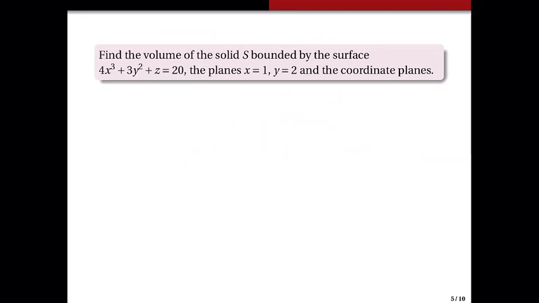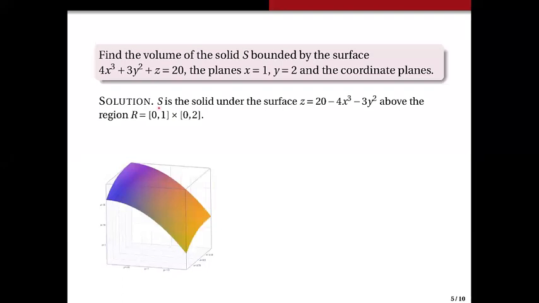So, we let S be the solid under the surface z equals 20 minus 4x cubed minus 3y squared. We can consider this as the function f of x, y. This is the surface, and then you have x equals 1.